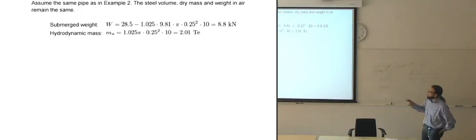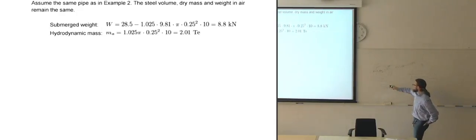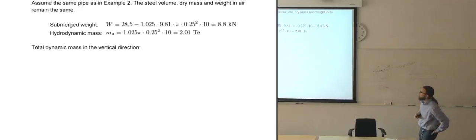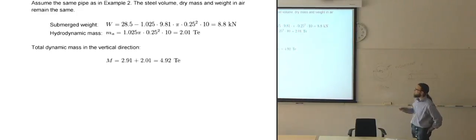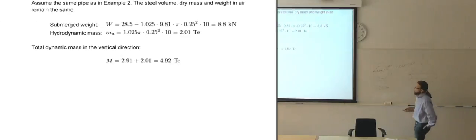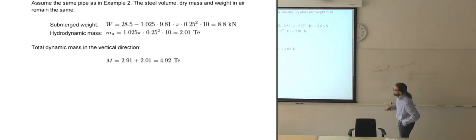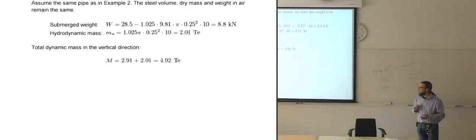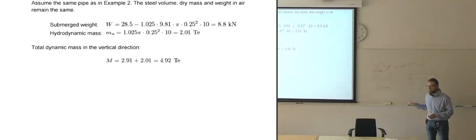And of course, when we now calculate the hydrodynamic mass, there is no water inside it, so we don't need to add that one. We only get the cylinder above and below. So then we just get roughly 5 tons on this one. So this just shows that whether something is filled with water or whether it is filled with air, it's going to have some effect on the weight.